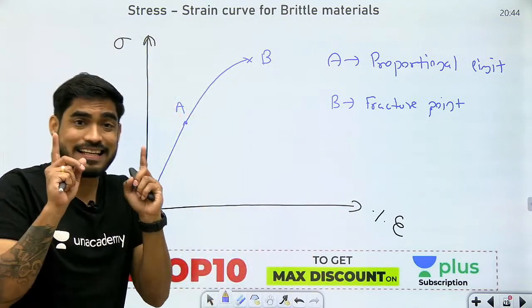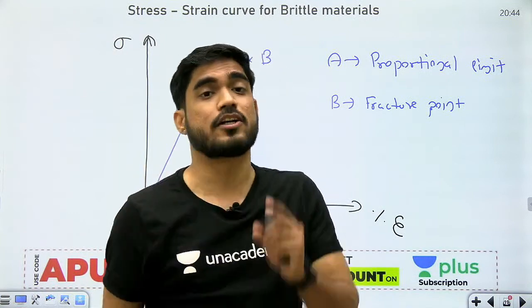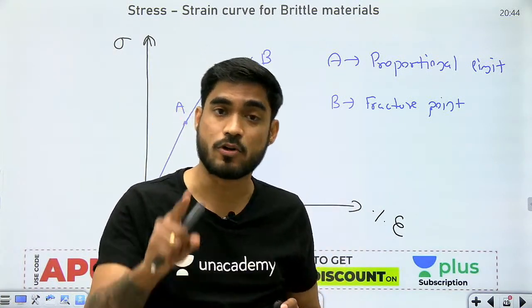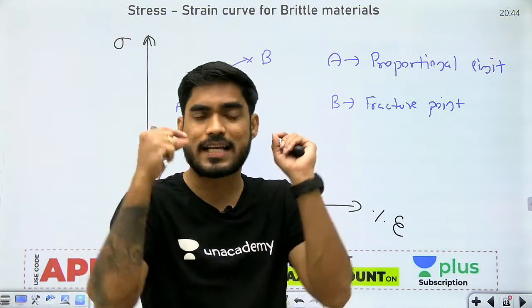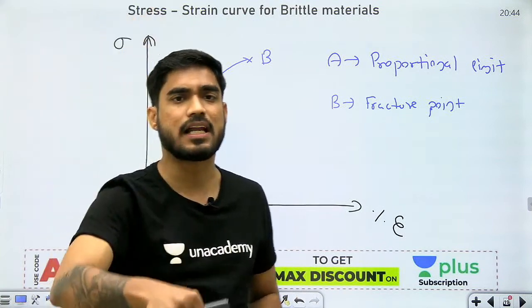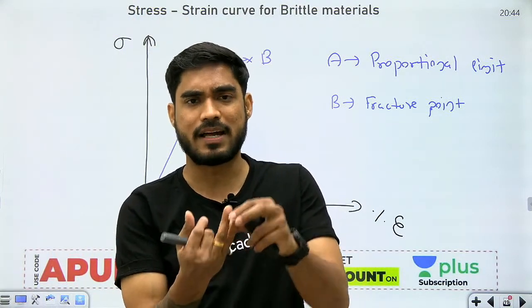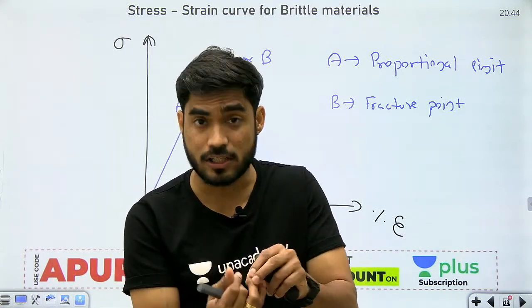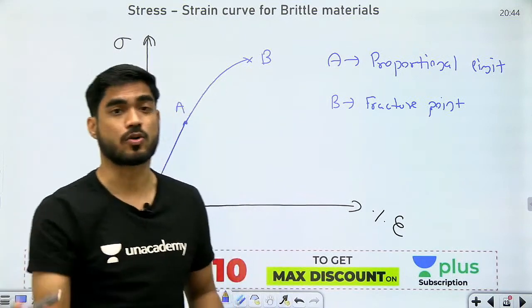Now beta, these properties are very important to understand from theory point of view as well as numerical point of view. You will get numericals also from stress strain curve. Stress strain curve is not just a theory topic, it is a numerical topic. You can see a numerical from stress strain curve in GATE 2016 or 17, I don't remember, in GATE 2019 also, okay? So beta, this is a very important topic for numericals also, okay?